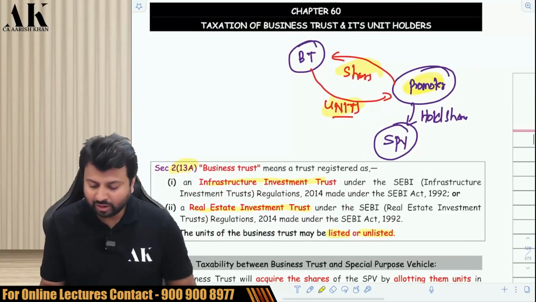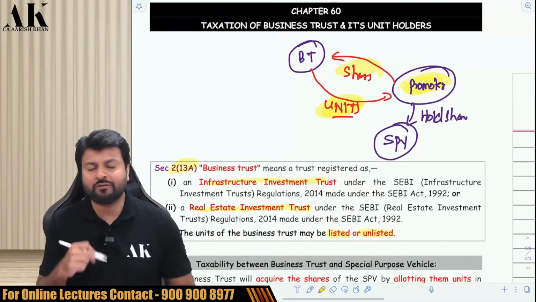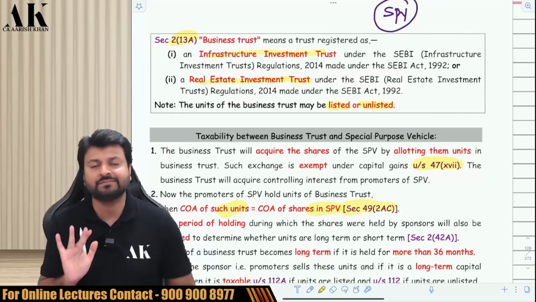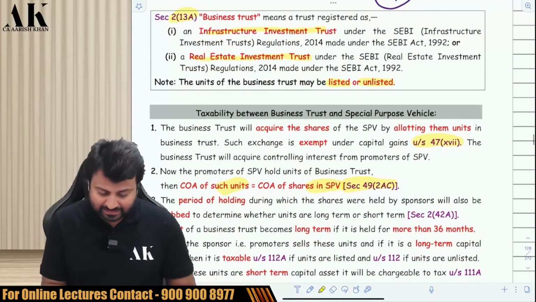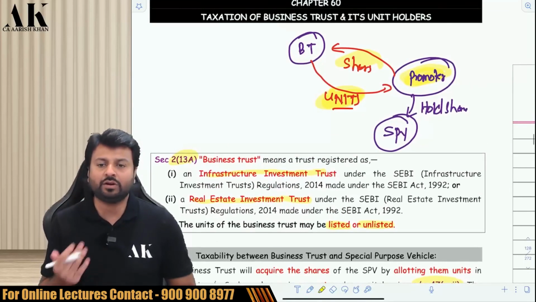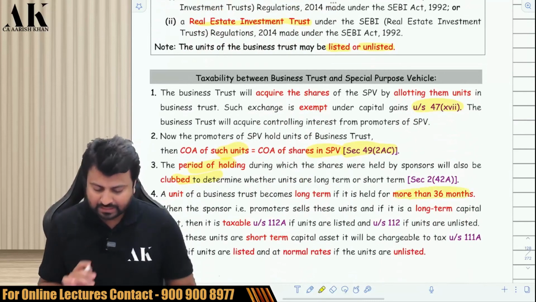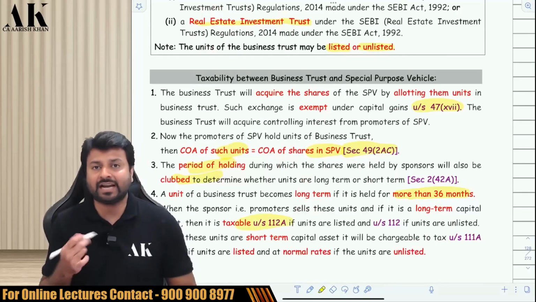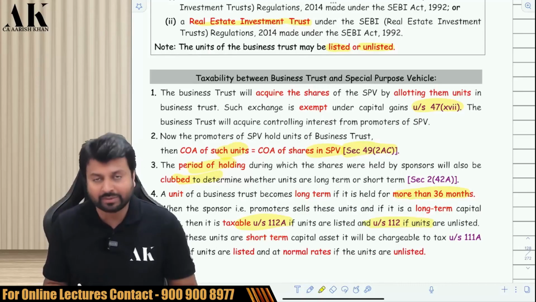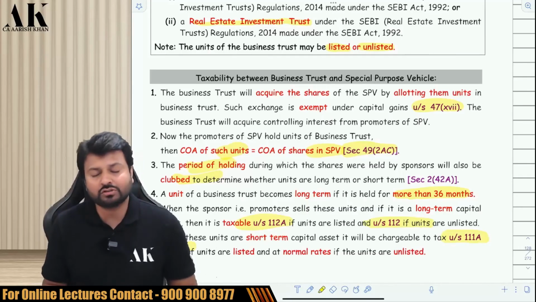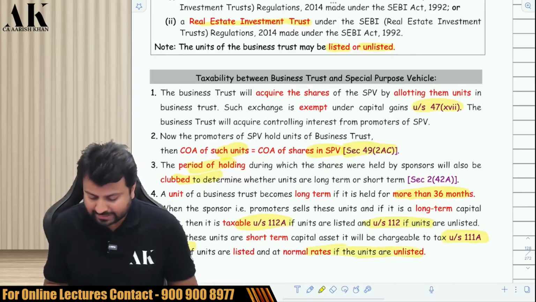Now later on when the promoter will sell the units, what will be the cost of acquisition of the units? The cost of acquisition of the units will be the same as the cost of acquisition of the shares. Will the period of holding be clubbed? Yes, the period of holding will also be clubbed to determine whether the asset is long term or short term. Now business trust units become long term after 36 months, be very careful. If the business trust unit is a listed unit, then it will be covered in 112A, and if it is an unlisted unit, then it will be covered in section 112. Similarly, if it is short term listed, then 111A at 15%, and if it is short term unlisted, then it will be taxable at normal rates.